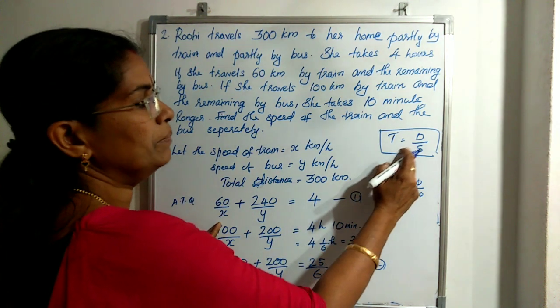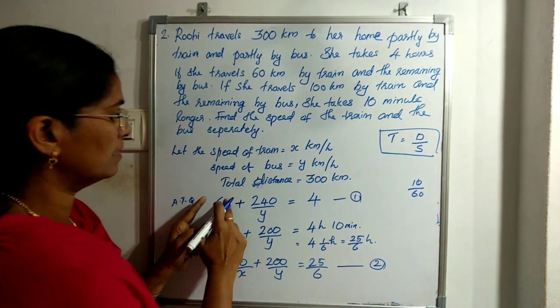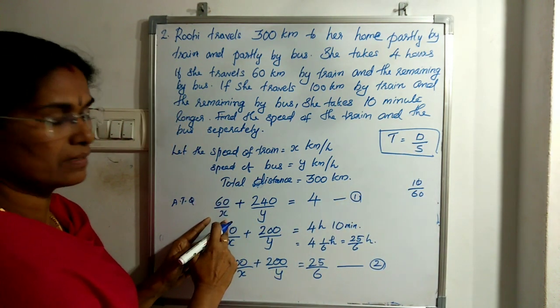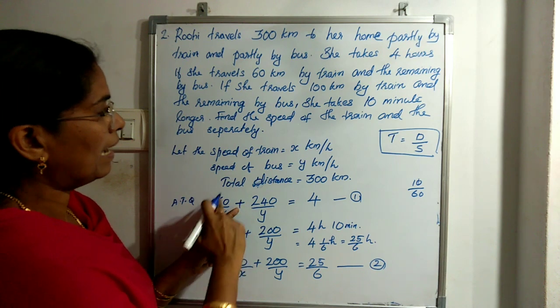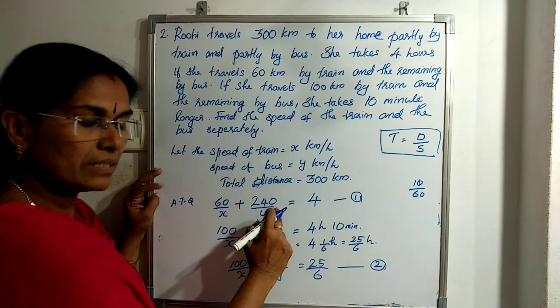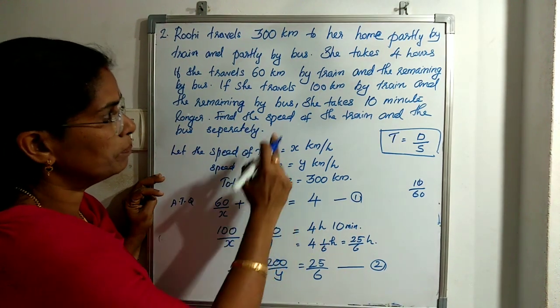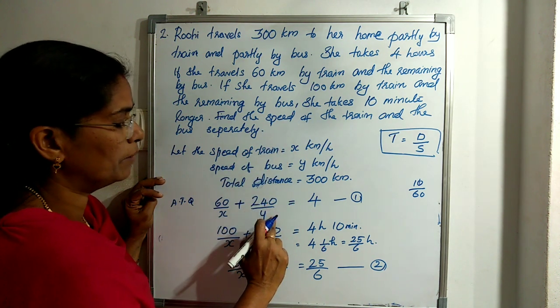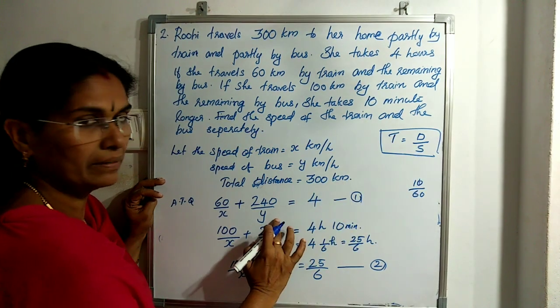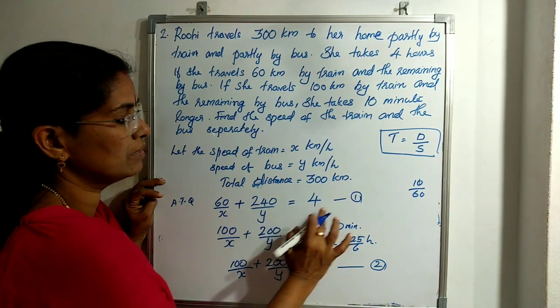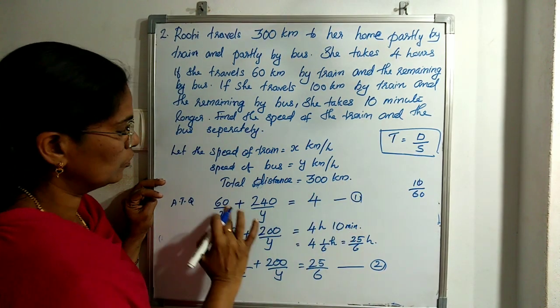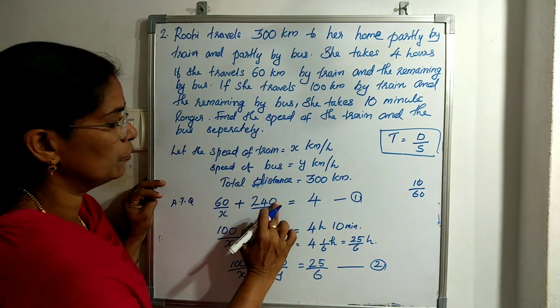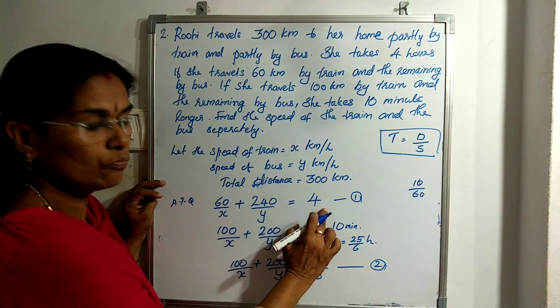By this formula, time is equal to distance by speed. Distance is 60, the speed is x. Plus the balance 240 kilometers she has to travel by bus. So, the time taken in bus is equal to 240 divided by y. Same formula we are applying for time. Then total hours is 4 hours. So, 60 by x plus 240 by y equals 4.